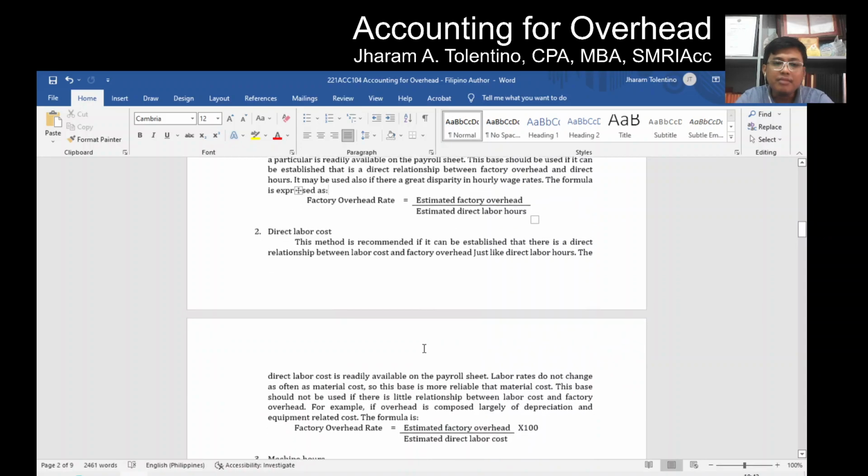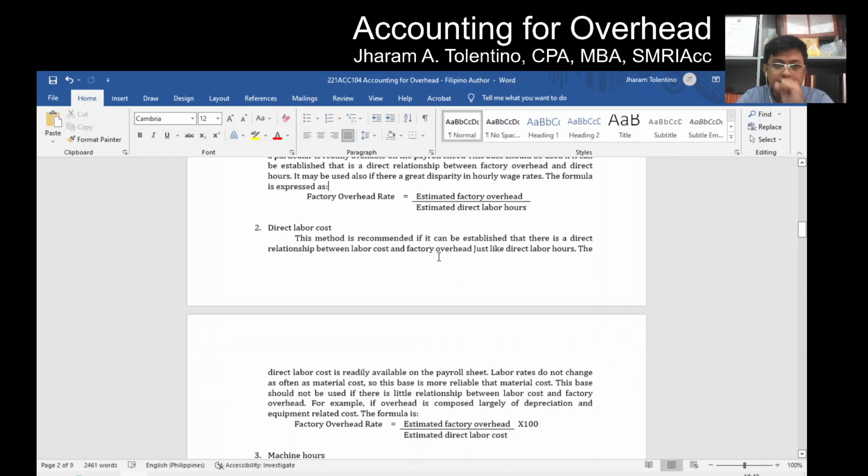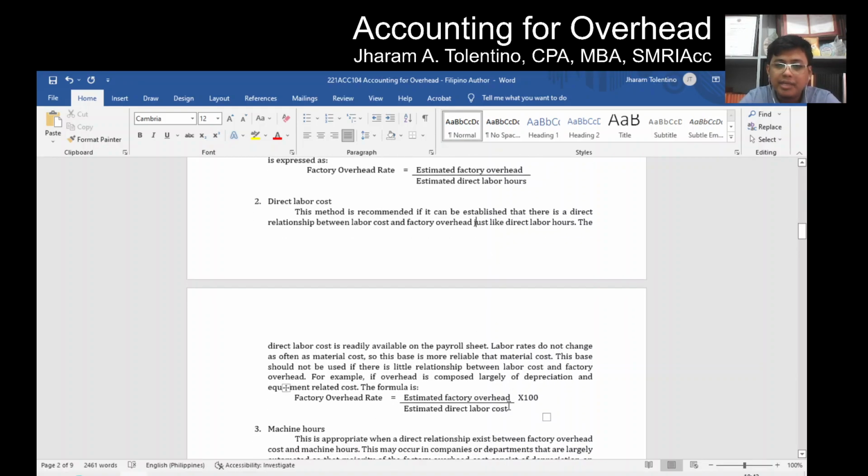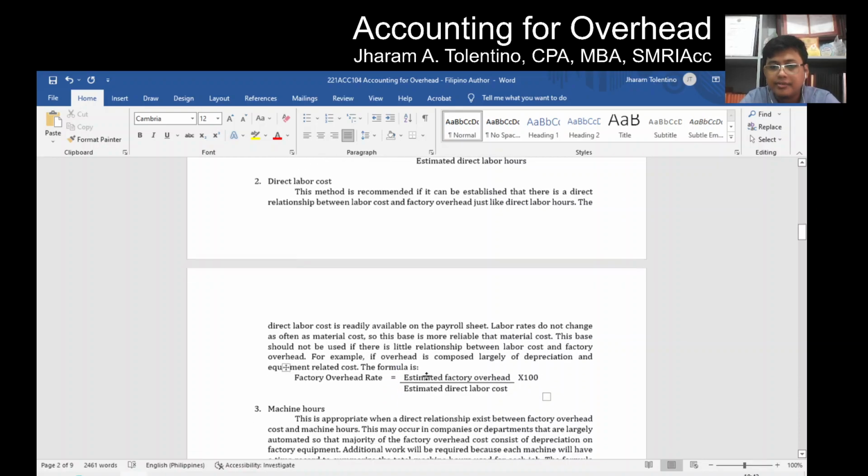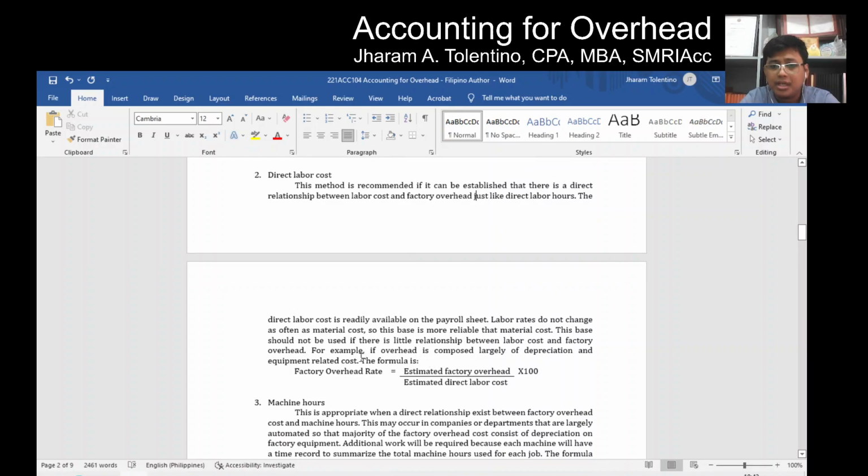Yun lang yan. Then we have the direct labor cost method. It is recommended if it can be established that there is a direct relationship between cost and the factory overhead, just like the direct labor hours. Yan. So the direct labor cost is readily available on the payroll sheet. So labor rates do not change as often as material costs. So this base is more reliable than material costs. So this base should not be used if there is little relationship between cost and the factory overhead. For example, if the overhead is composed largely of depreciation and equipment related costs, then wag mo siyang gamitin.